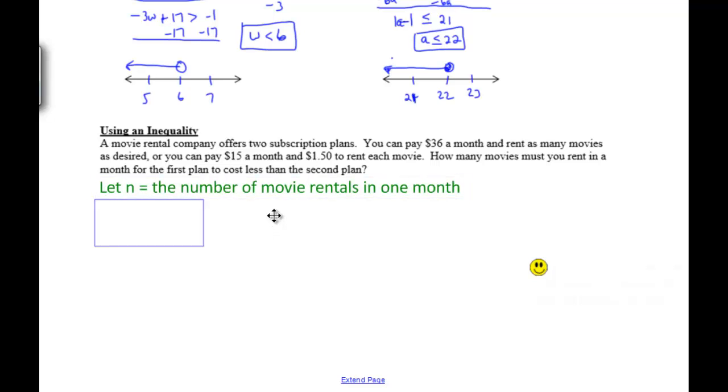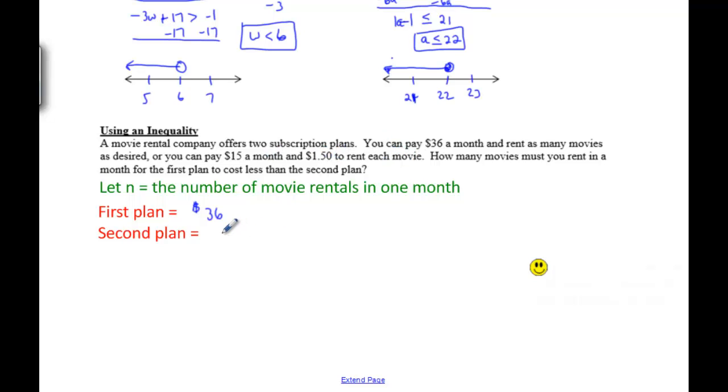Okay, so we have the first plan. What do you do for the first plan? The first plan just says it costs us $36 a month to rent as many movies as we like. So we know that the first plan is $36. But the second plan says $15 a month and then $1.50 to rent each movie.